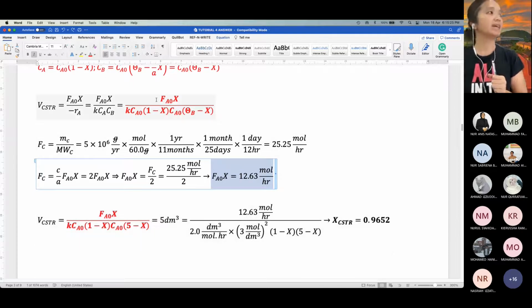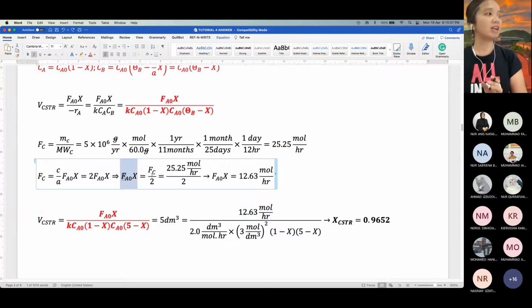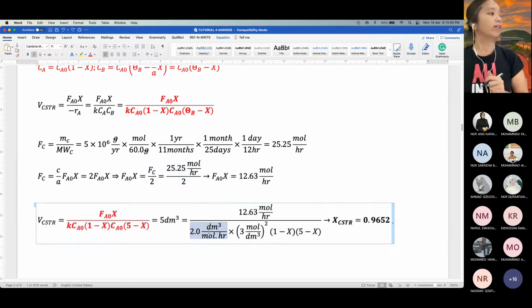So the top part has now become 12.63. It is FA0 X, not FA0, because every semester there are students who make this mistake and forget this part. So please understand that from the correlation, we directly substitute FA0 X with 12.63. At the bottom, the K we are given is 2, CA0 we are given is 3. The X we have to find. Remember again, we have to find X, right?